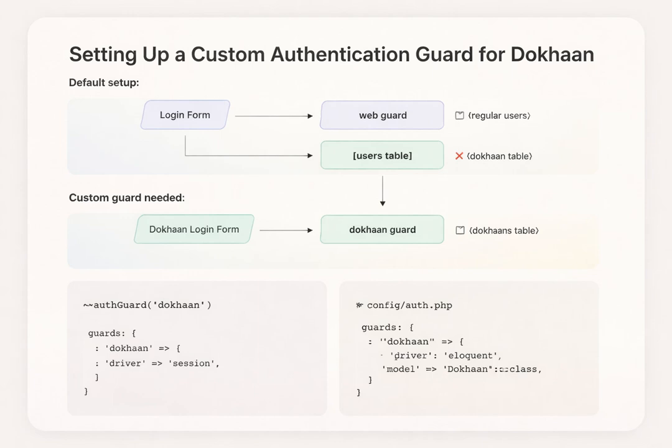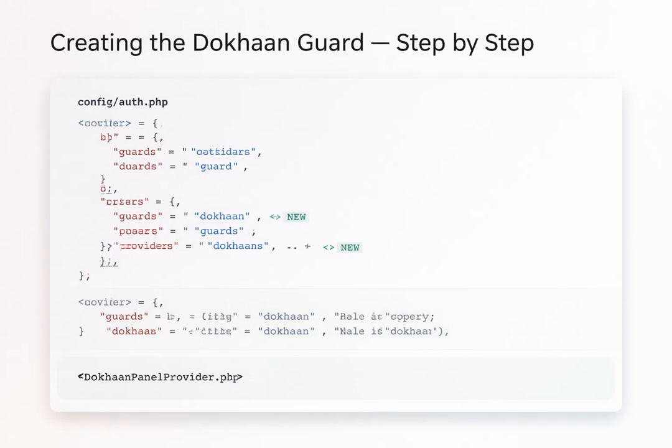The process is: copy the admin guard configuration, paste it, rename everything from admin to Dokan, and point the model to the Dokan model class. Then register this guard in the Dokan panel provider using the auth guard method. Once that's done, the login form for the Dokan panel will correctly check the Dokans table. Here's the step-by-step process for creating the Dokan guard.